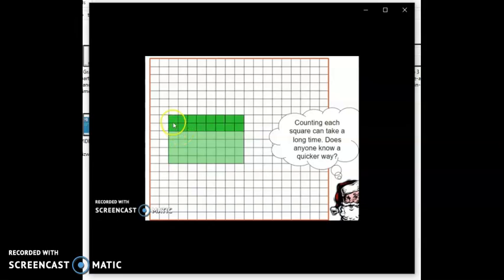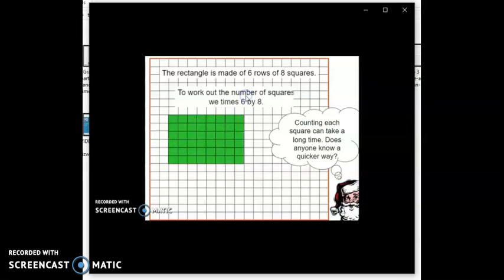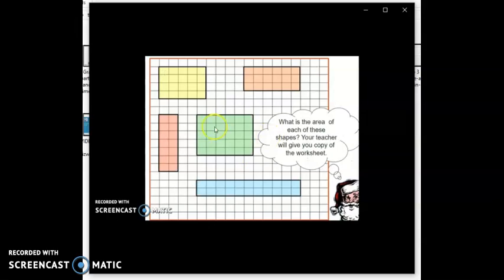Or you can count the squares also. One row has 1, 2, 3, 4, 5, 6, 7, 8. One row has 8 boxes or squares. So we can say it as 6 rows and 8 squares each. We can also say it as 6 rows and columns. It's up to you what method you want to adopt. Then after this we have to multiply.